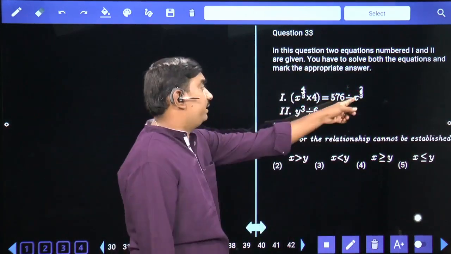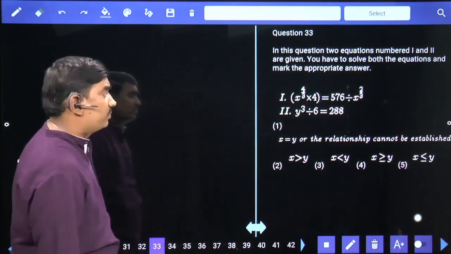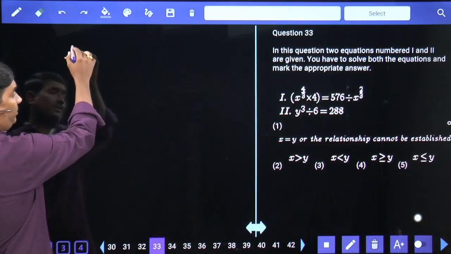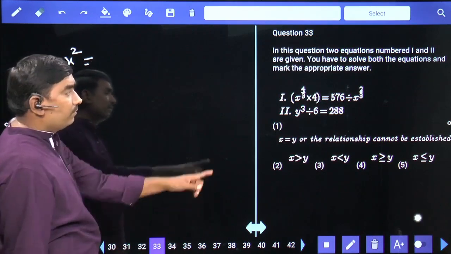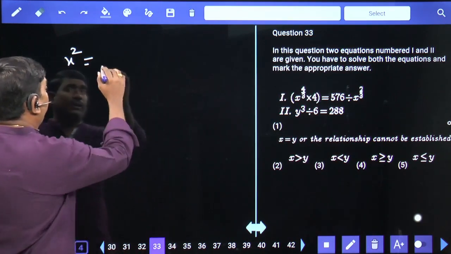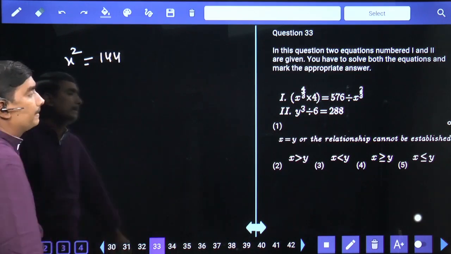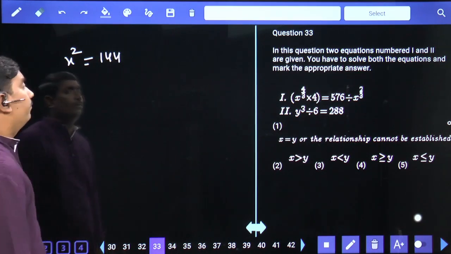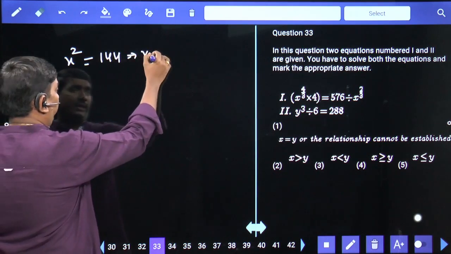X power 4 by 3 into x power 2 by 3. X power 6 by 3 means x square is equal to 576 by 4. 576 by 4 means 144. Then x equal to plus or minus 12.